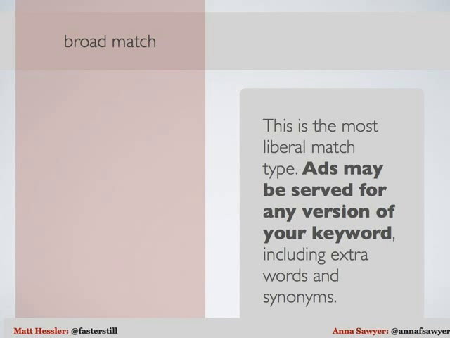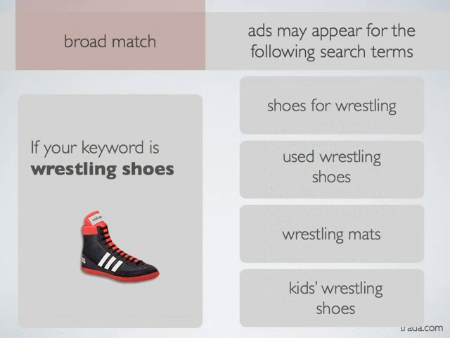I like to say this is the liberal match type. When you run a broad match keyword, you enter it without any punctuation adornments. Some of the other ones you add some punctuation to determine what kind of match type they are. And it means that an ad may be served for any version of your keyword, including extra words and synonyms. So what does that mean? We have a couple of examples here.